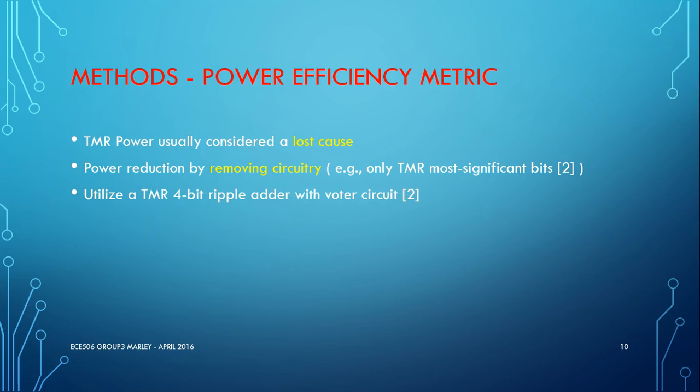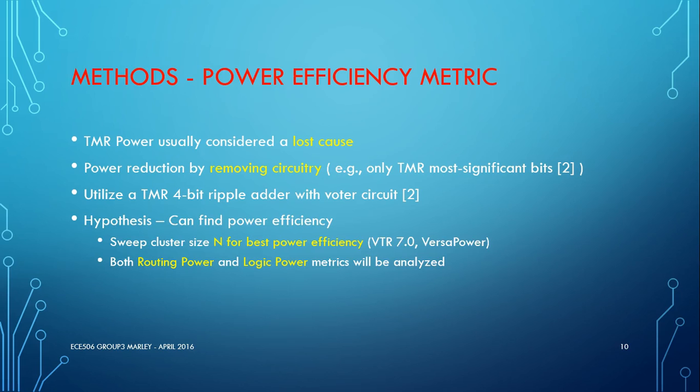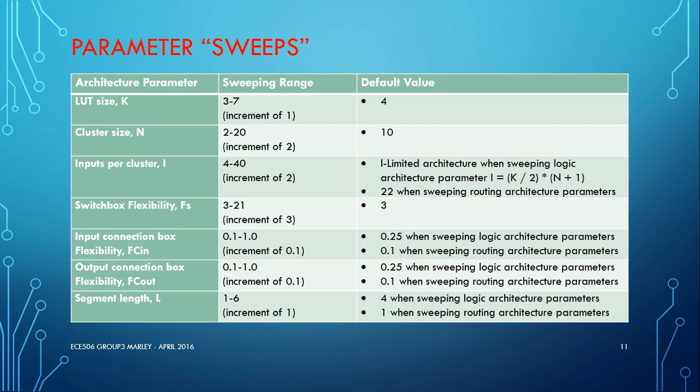I'm going to use a 4-bit ripple adder like Parhi did, and also an 8-bit one, and try to find some of the best power efficiency. I'm going to sweep N and see what it does to the routing power and the logic power. And I found some surprises. We'll explore it here. Basically, you know how to do the sweep. You take the 7 parameters, 6 of them get set to a default value, and then we're going to take the N, sweep it from 2 to 10 and see what happens.